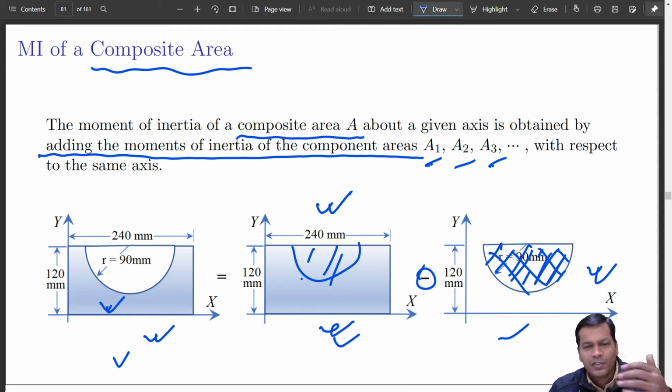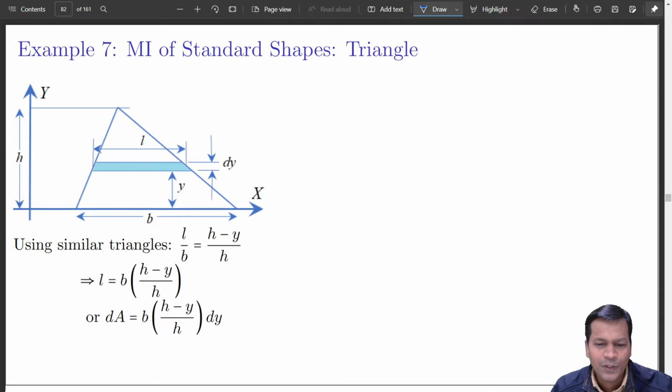Hope these three laws are quite okay and comfortable, because it is in line with what we already know in terms of mass. Okay, very good. So now let us do one or two examples.